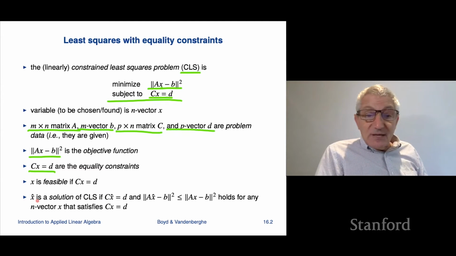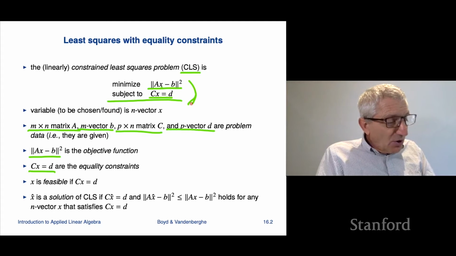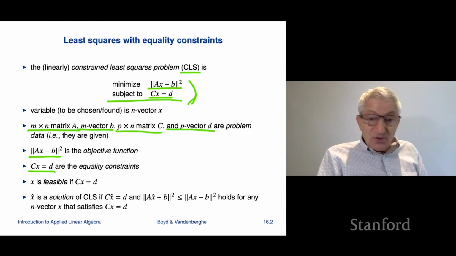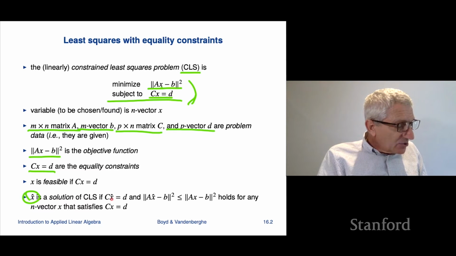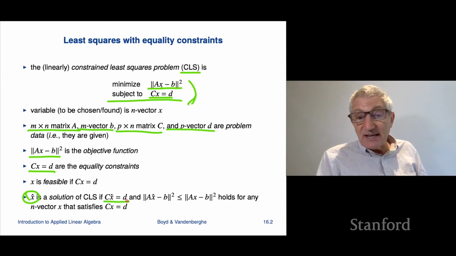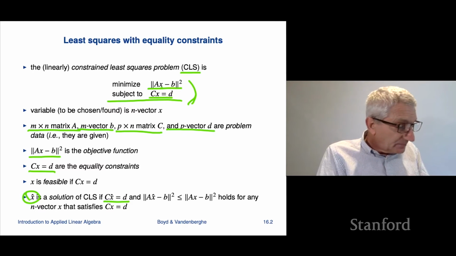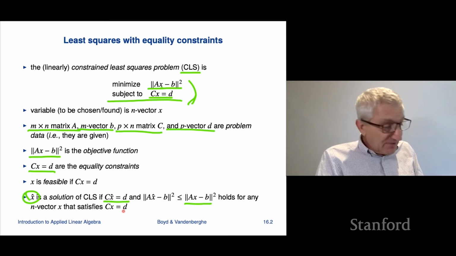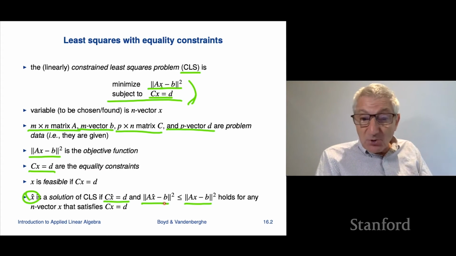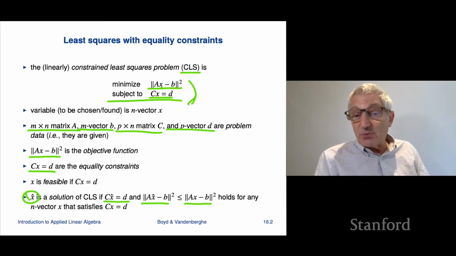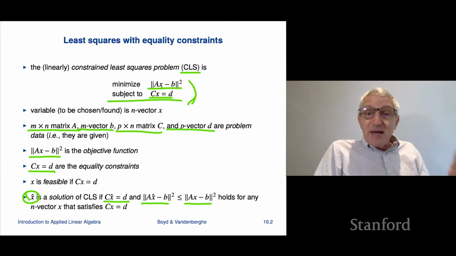Now, what does it mean to be a solution of this problem? To solve this problem, we mean two things. Number one, the vector x hat is a solution if it is feasible: it must satisfy Cx hat equals d. That's the point of the problem. And the following is true: for any vector x that satisfies Cx equals d, so for any other feasible vector, the objective at the point we are proposing, x hat, has to be less than or equal to the other one. That's it. It is the point with the least objective among all feasible points. That's one way to say it.